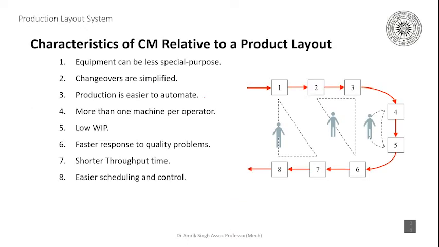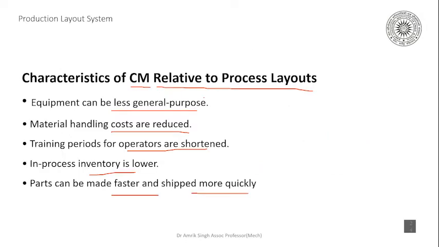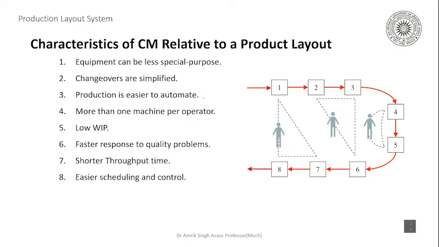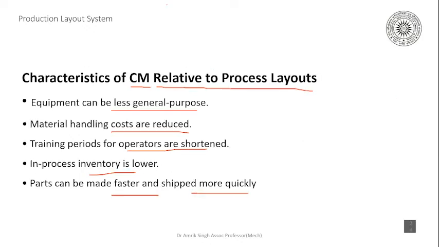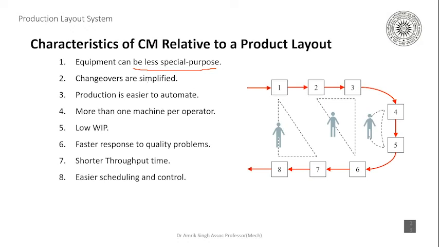Now, the characteristics according to the process layout and according to the product layout: the equipment can be less special purpose, or rather more general purpose. Special purpose means, if it is a turning lathe, it can do only turning. Here it can do one or two more operations, so it is less special purpose. Changeovers are simplified, that means changing over from one machine to another machine is simplified.